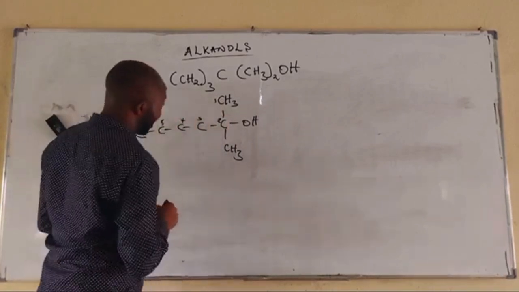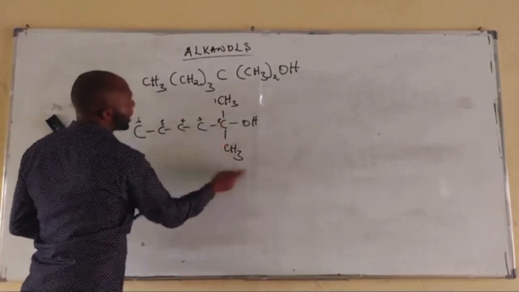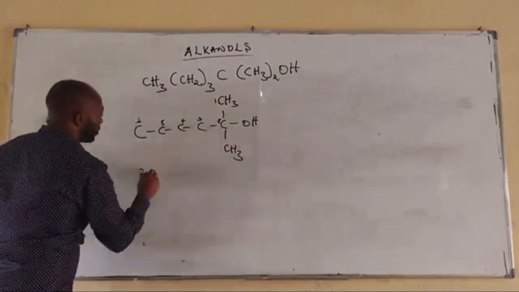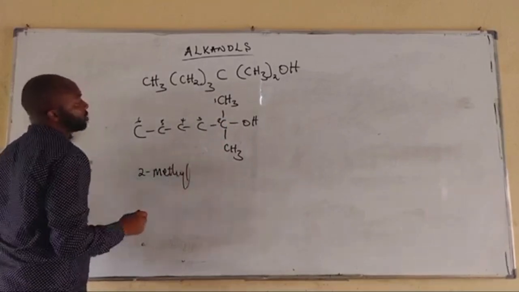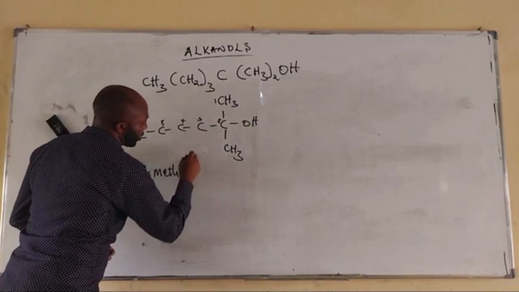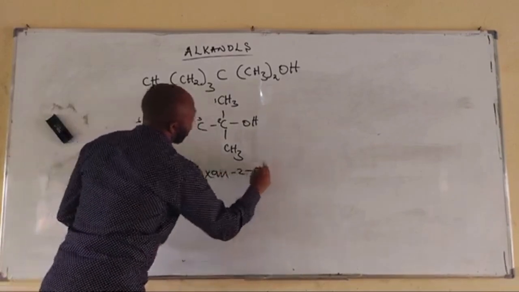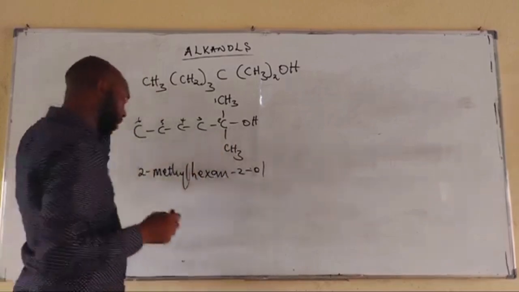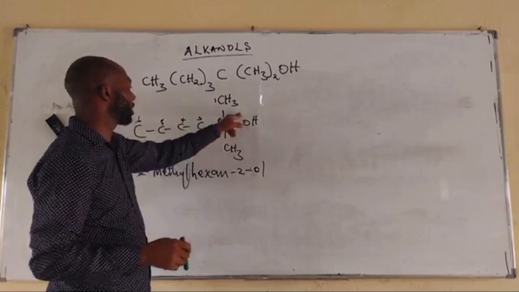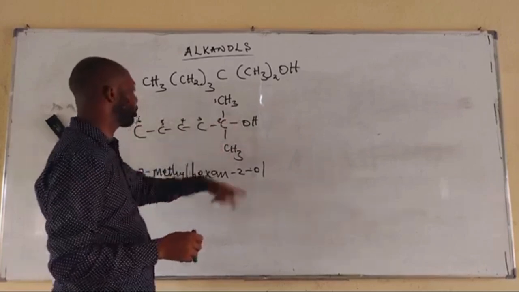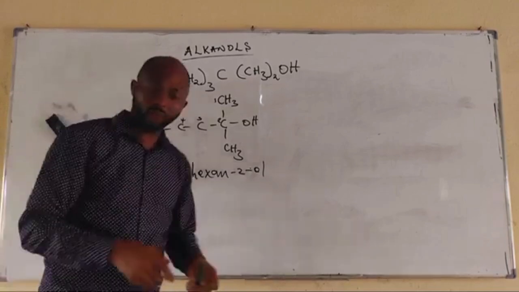So it's hexane, there's an OH. So we have 2 methyl hexan 2-ol. On carbon 2, we have a methyl and the OH is in carbon 2. So it is 2 methyl hexan 2-ol, or 2 methyl 2 hexanol. Alright.